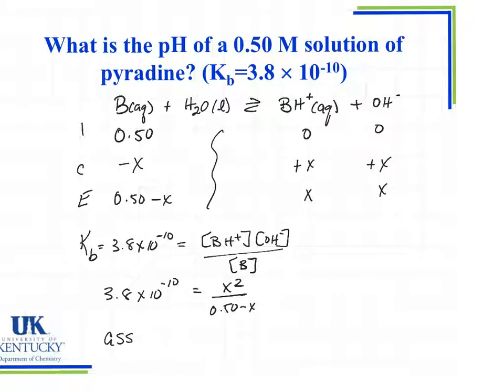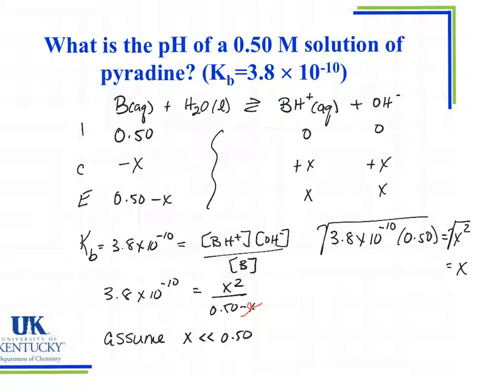Now here I'm going to assume, because look at that tiny K, that x is much, much smaller than 0.50. That will allow me to ignore that term right there and make it a lot easier to solve for. So when I do that, I have 3.8 times 10 to the minus 10 times that 0.5. I'm bringing it over by multiplying it by both sides, and that is equal to x squared. And if I take the square root of both sides, I will be left with x. In this case, I have an x equal to 1.38 times 10 to the minus 5. Now let's check our assumption. Is that much, much smaller than 0.5? It certainly is.